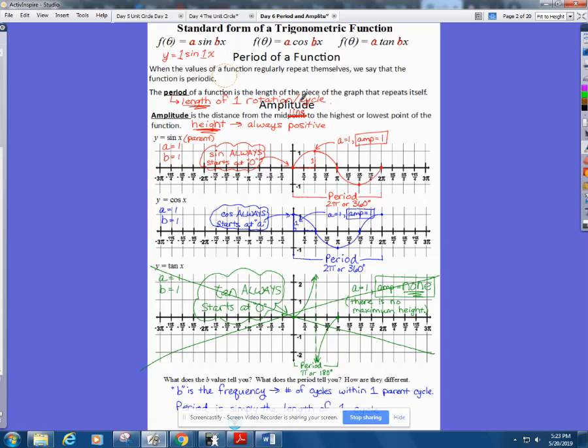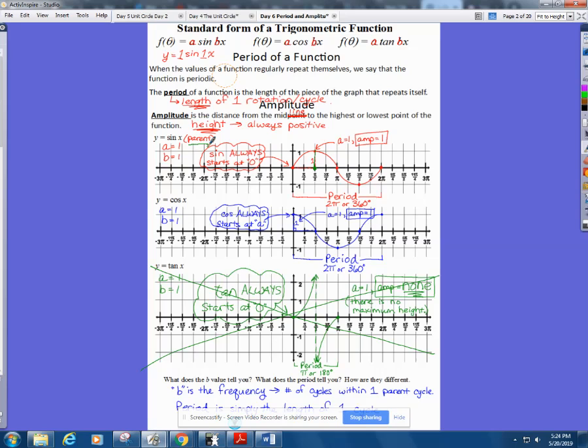The length of one rotation or cycle is the period. The amplitude is the height, and I did not mention that it's always positive. The height of something is always positive, so you're always going to go from the middle to the tippy top, so it's positive. A is 1, so the amplitude is 1. Sine always starts at 0. That's really important to note, and y equals sine x is the parent function.